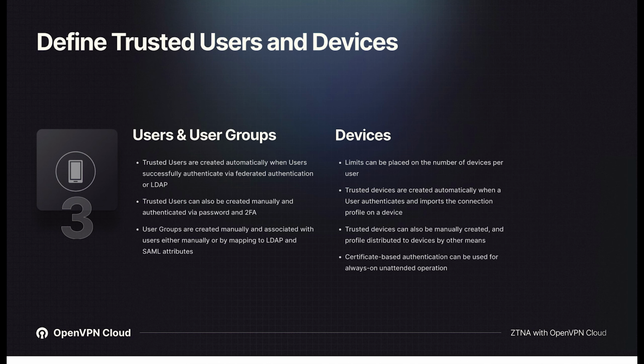Another thing that I need to mention here: user groups are created manually and associated with users either manually or by mapping to LDAP and SAML attributes. When it comes to devices, you can set a limit on the number of devices per user. Trusted devices obviously are created automatically when a user authenticates, but you can also create devices manually. And certificate-based authentication can be used for always-on unattended operations or devices such as IoTs.